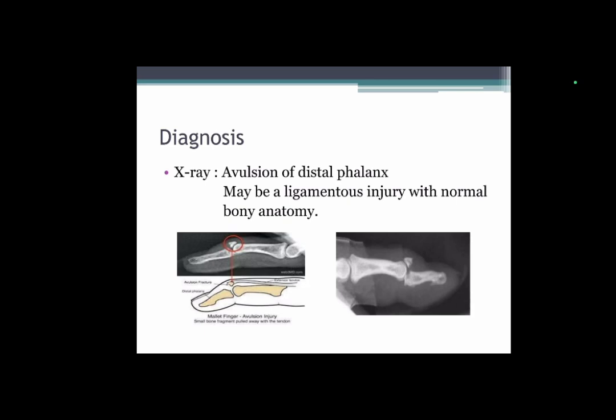X-rays are often used to identify avulsion fractures and to rule out associated bony injuries. Ultrasound can be used to visualize the torn flexor digitorum profundus tendon and determine its location. After these investigations, next we'll learn about the management of jersey finger.